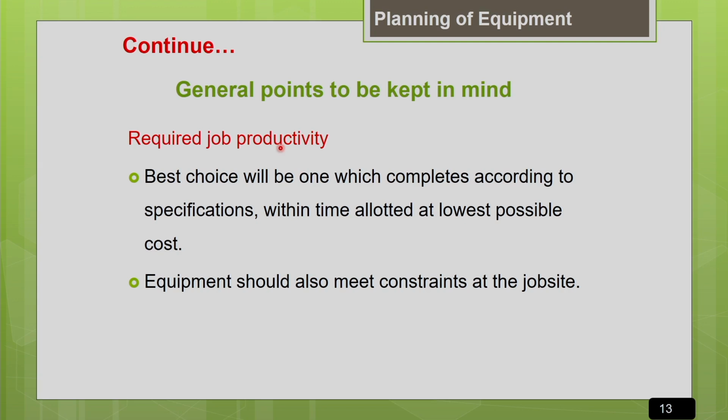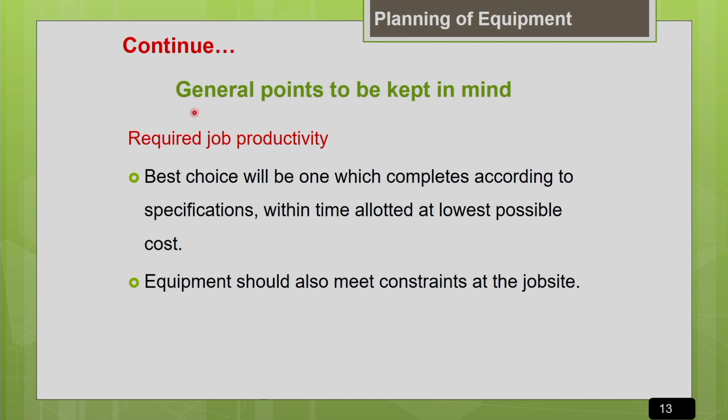From the work breakdown structure you can know the time allocated for every activity and the budget allocated for the project. Then you have to match your job productivity with the machine productivity. You have to select your machine productivity to match your job productivity.